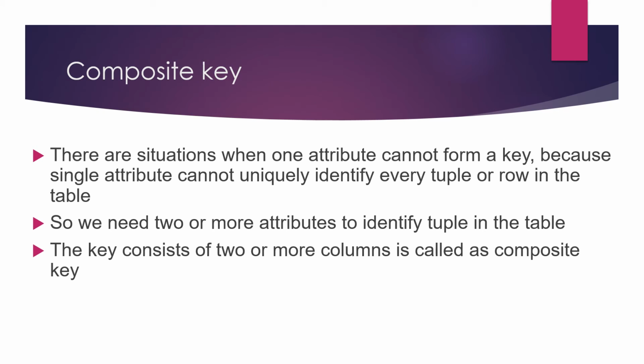Next key is composite key. There are situations when one attribute cannot form a key because a single attribute cannot uniquely identify every tuple or row in the table. So, we need two or more attributes to identify a tuple in the table. The key consisting of two or more columns is called a composite key. Composite key is a combination of two or more columns that uniquely identifies rows in a table. The combination of columns guarantees uniqueness, though individually uniqueness is not guaranteed. Hence, they are combined to uniquely identify records in a table.